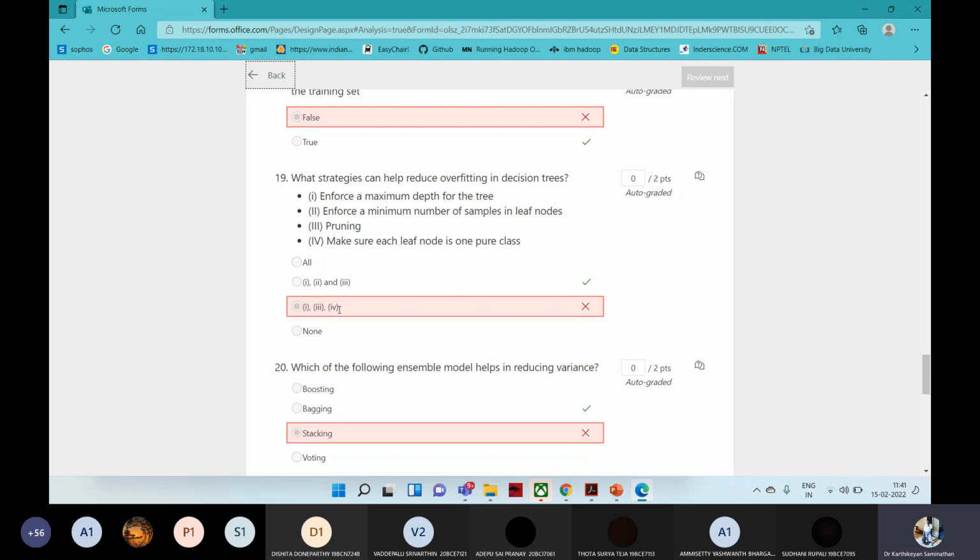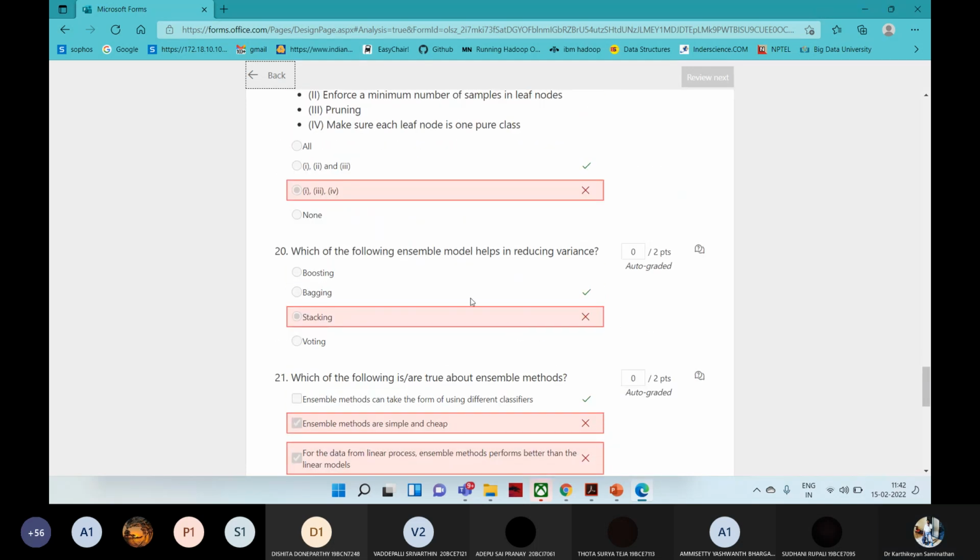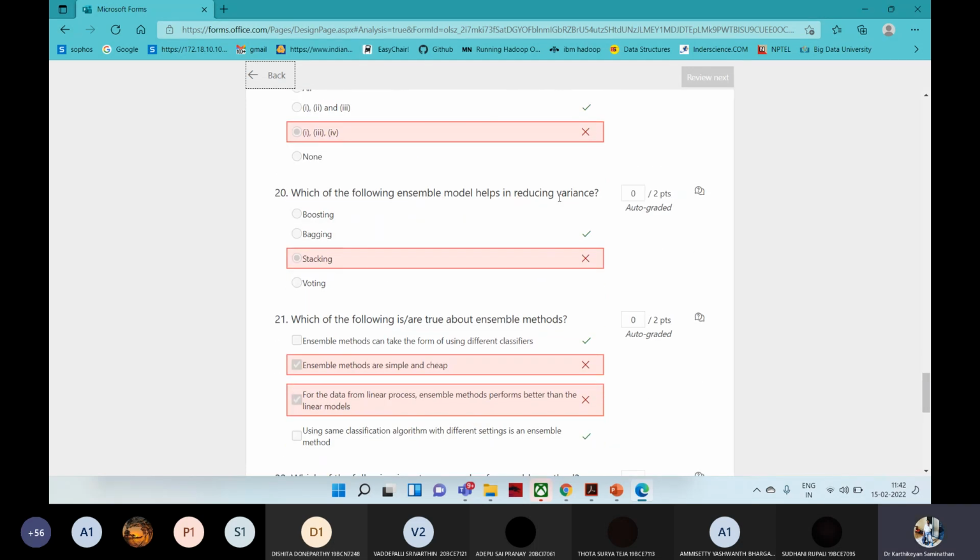What strategies can help reduce overfitting in the decision tree? So 1, 2, 3 are the overfitting remedies: maximum depth, number of samples, and pruning. Which of the following ensemble models helps in reducing the variance? Reducing variance is bagging.